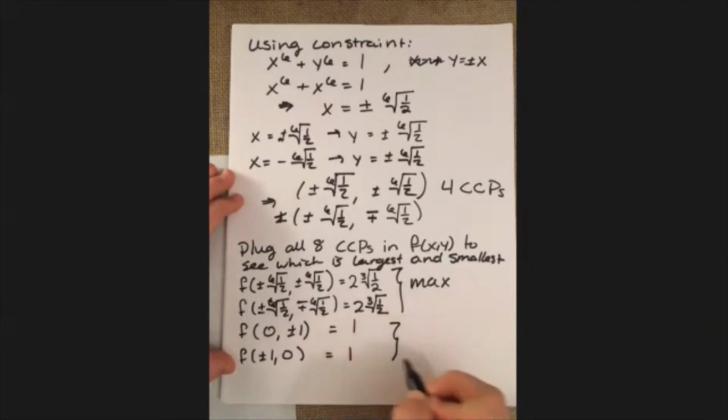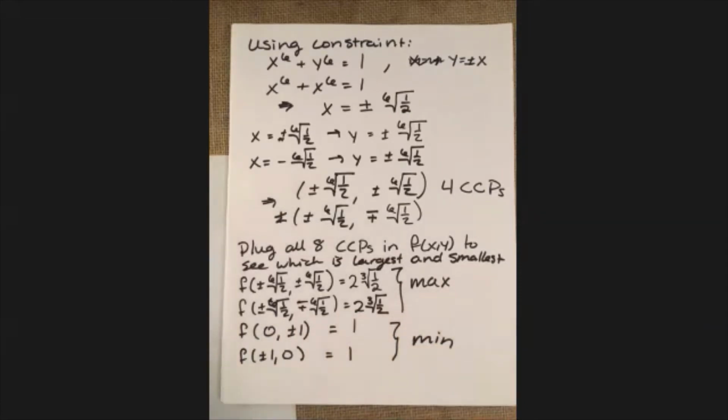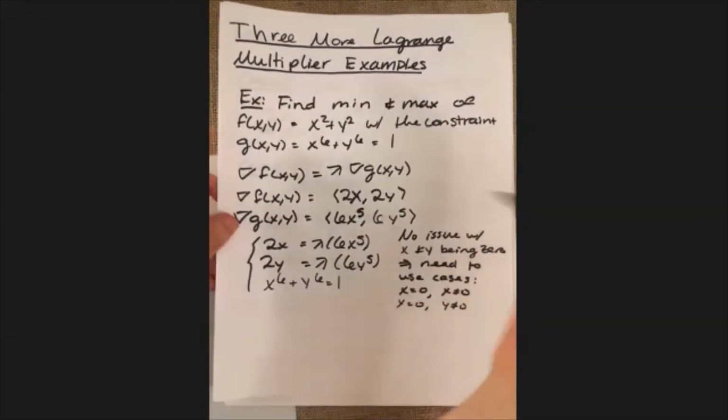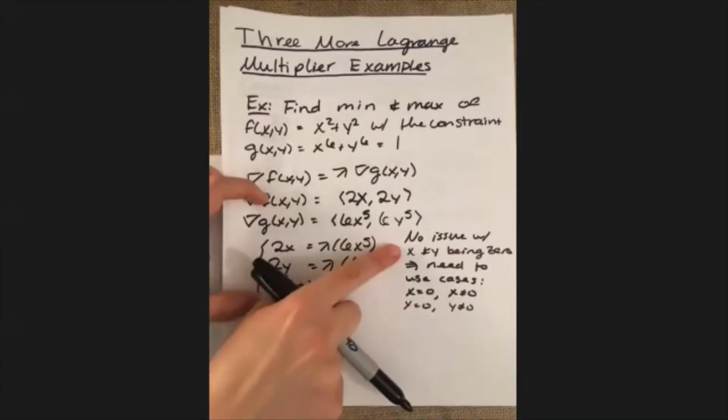And then this guy right here, or I guess all 4 of those points right there, tie for being the minimum. So that's pretty much all there is to that example. It looks pretty simple at the beginning, and most of the work is fairly straightforward, but it does wind up being maybe a little bit more work than you anticipate.